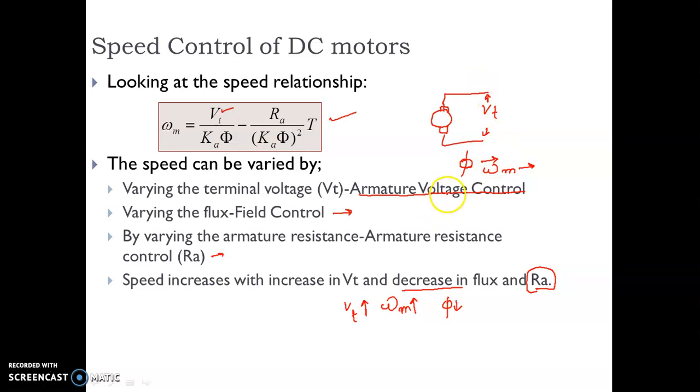If we increase the terminal voltage, speed will increase. But the increase in terminal voltage is not done, because the motor should run at rated voltage and rated current. So terminal voltage is not increased. By controlling the terminal voltage, we can only decrease the terminal voltage. If we decrease the terminal voltage, the speed will decrease.